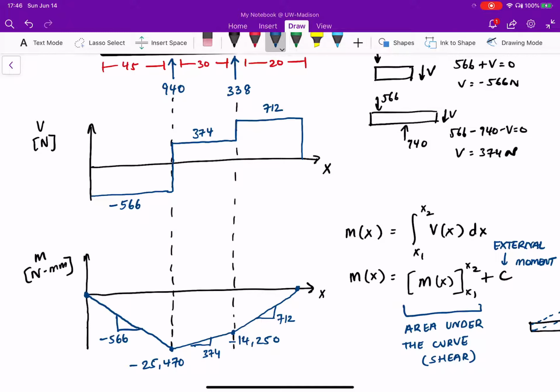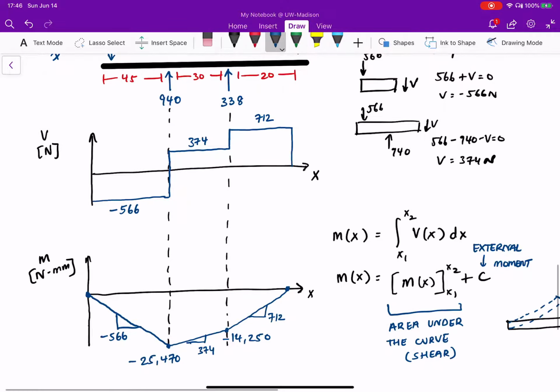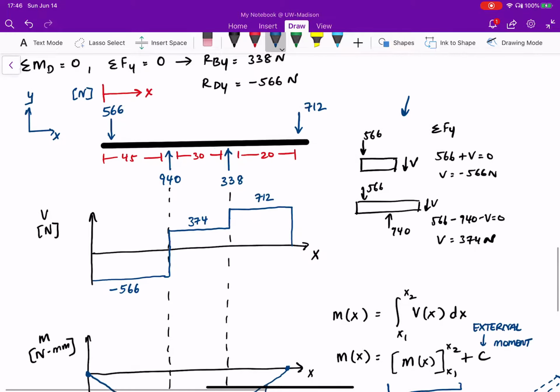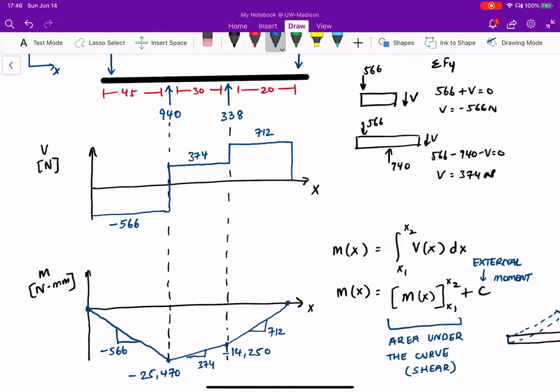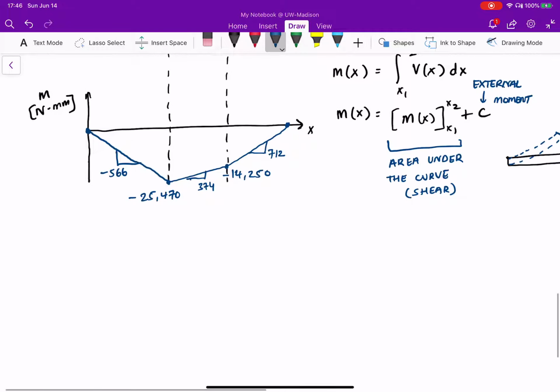Okay, and again, this is a good way to check that your shear diagrams and your bending moment diagrams are correct. So this is the bending moment diagram for the yx plane. Now we're going to work on the xz plane.